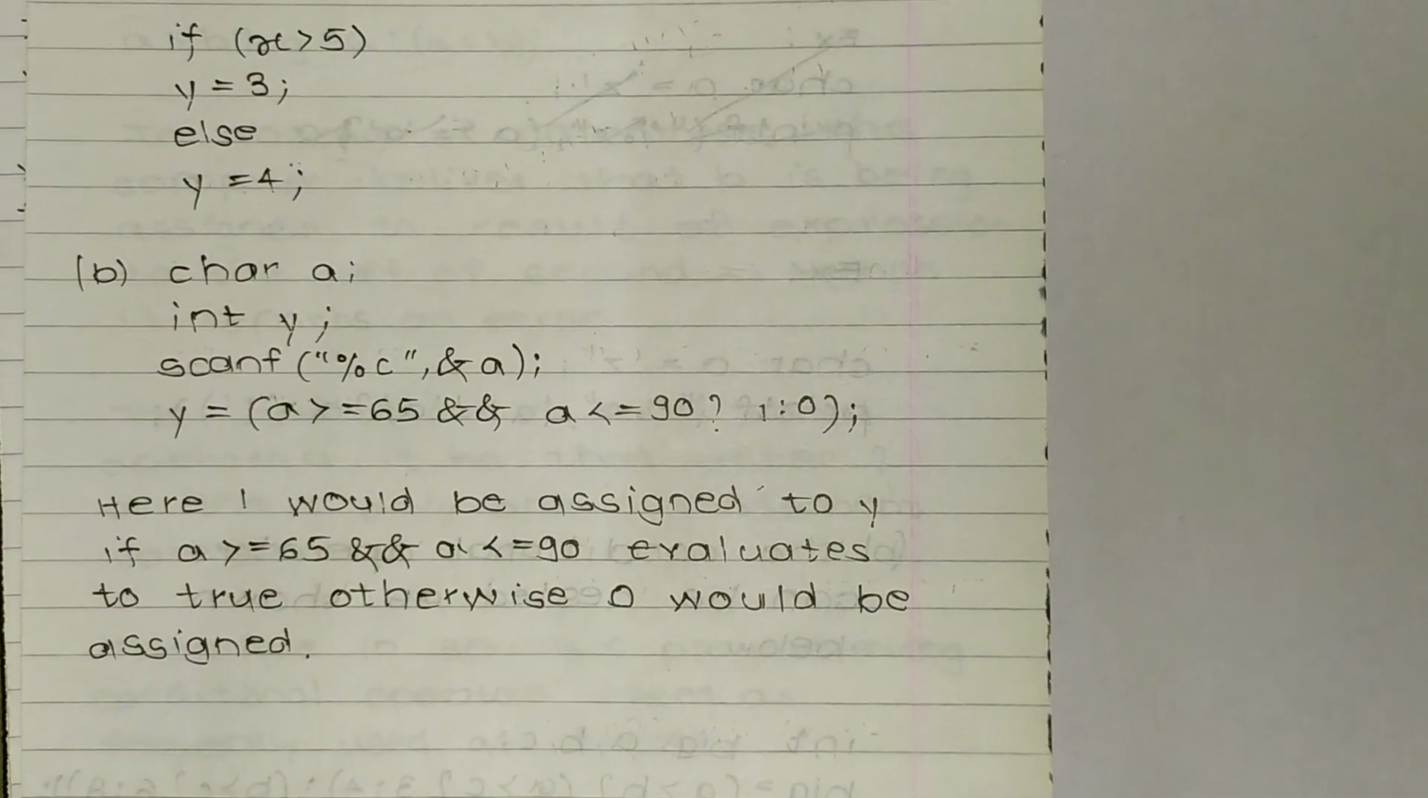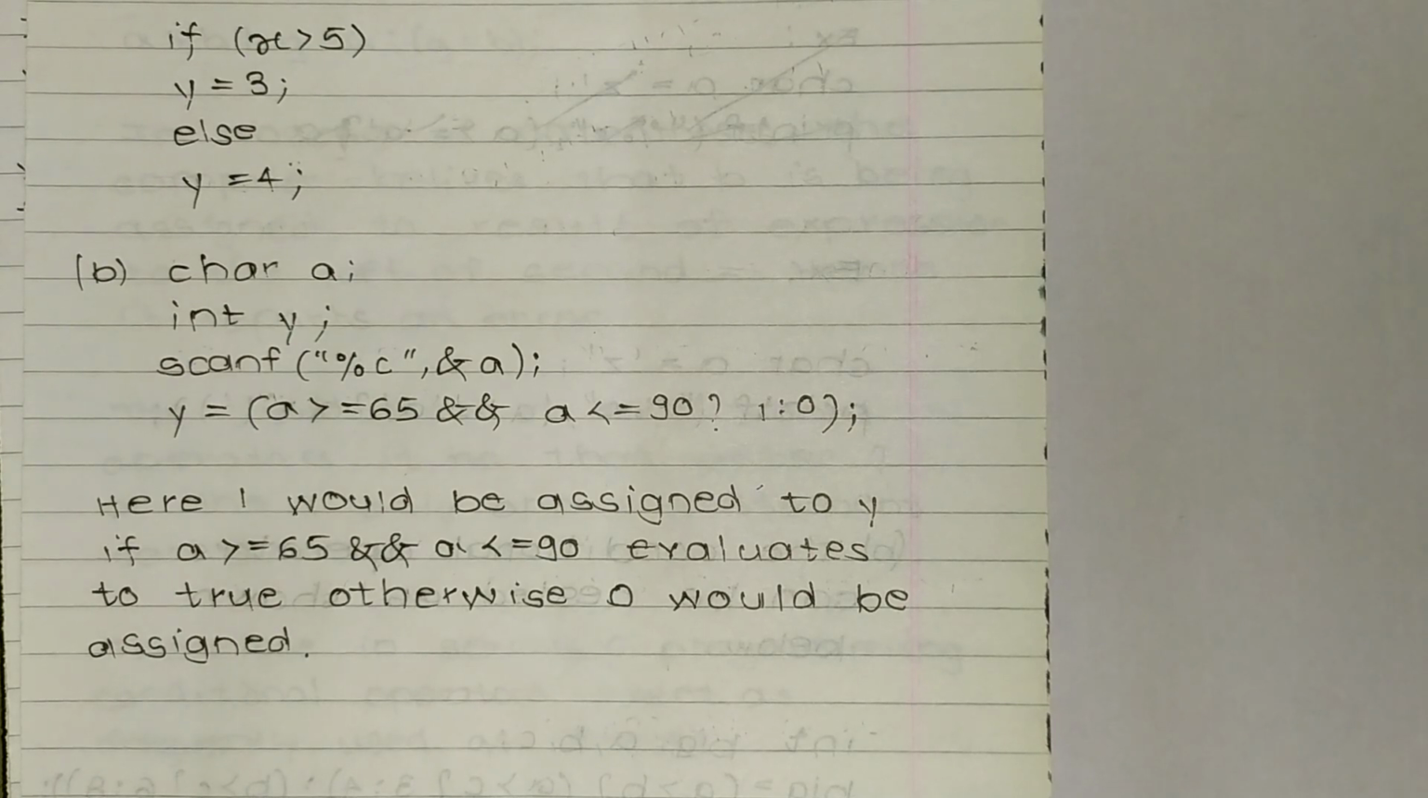Now char a, int y, scanf %c, &a. So y is equal to a greater than or equal to 65 and a less than or equal to 90 question mark 1 colon 0. So here 1 would be assigned to y if a is greater than or equal to 65 and a is less than or equal to 90.